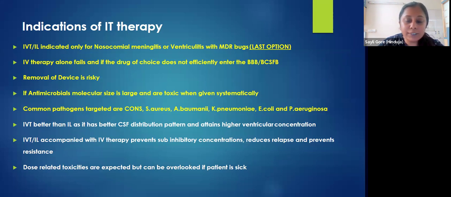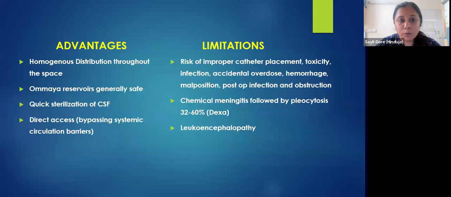The dose-related toxicities with intraventricular therapy are expected, but they can be overlooked if the patients are very sick. The doses given intraventricularly are, as I told you, very small amounts. For example, you're supposed to give 5 mg of colistin, and that is even the higher dose used, just like IV therapy. So even if some toxicities are expected with this, they can be overlooked because the patients are very sick, and they have recurrent meningitis or relapse.